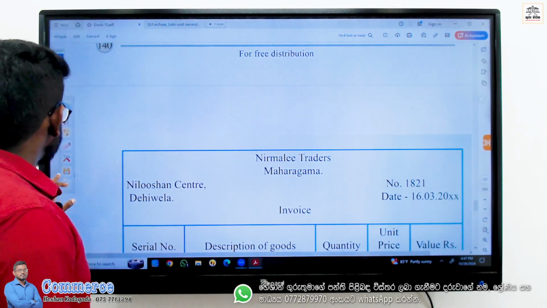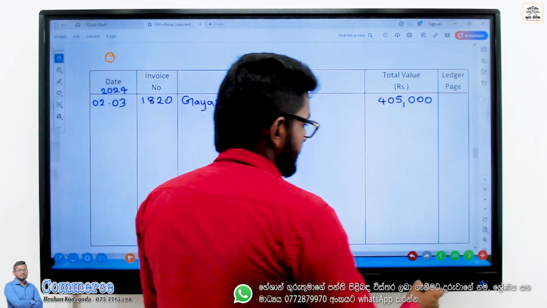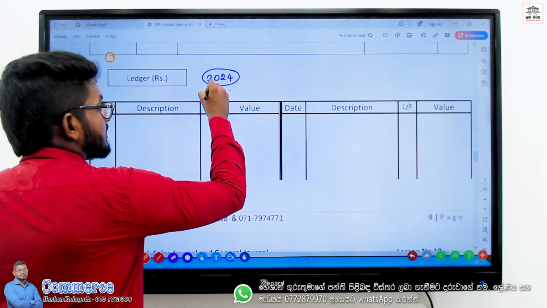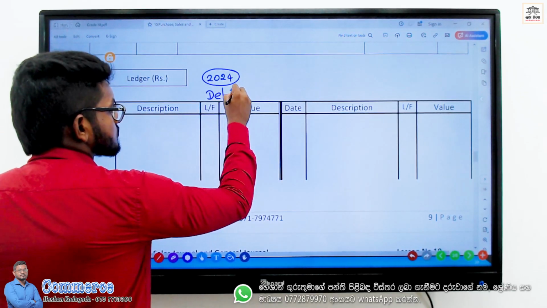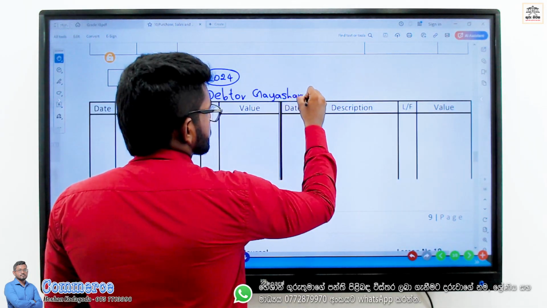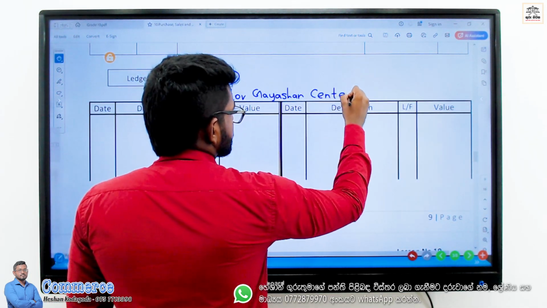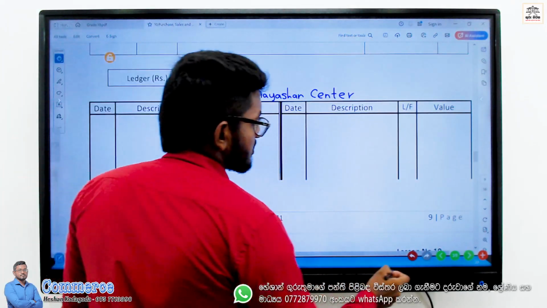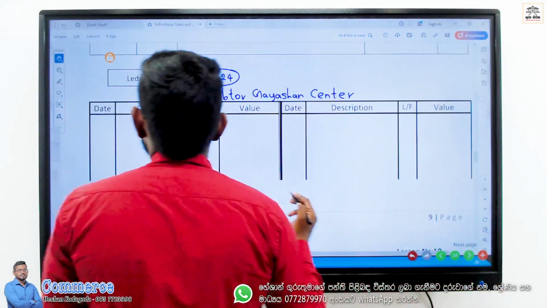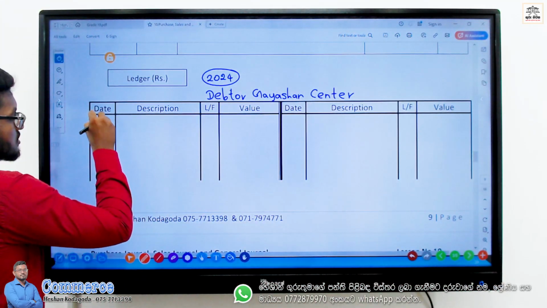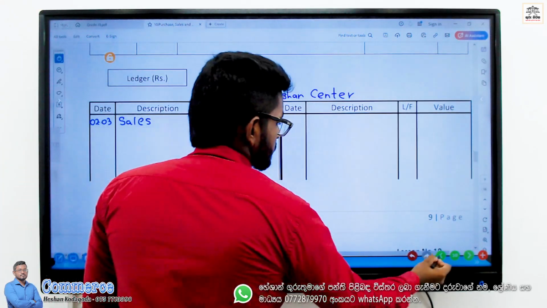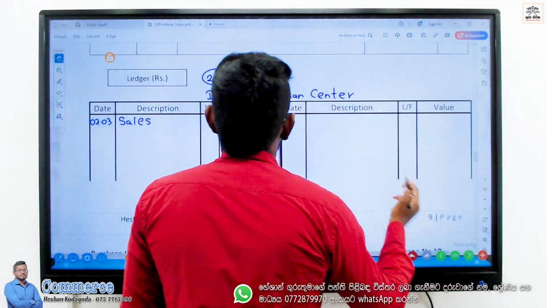Before that, you know what I told you to do on the day of the transaction? Put it in the ledger. Open a new account in the ledger, Heshan Center, as a debtor. So debit on the transaction date, March 2nd. Write it as sales, $405.